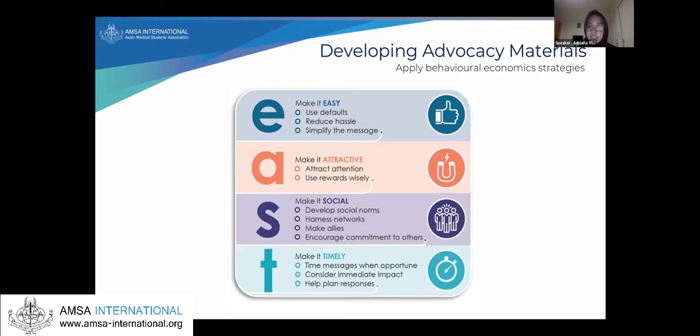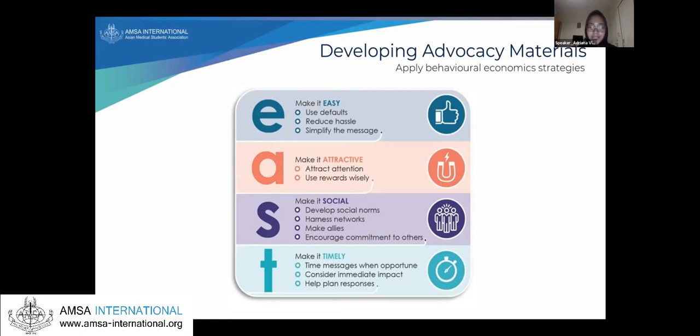For example, UNICEF is known for using images of refugee children to show just how dire the situation they are currently in is. And they are trying to ask for more funding using that story because it attracts attention and also emotional attachment of the audience. You can also use rewards, but remember to use rewards wisely, because if you use rewards like giving money or gifts in every message you're trying to give, then the message can lose its intended meaning, because for every message there are rewards.